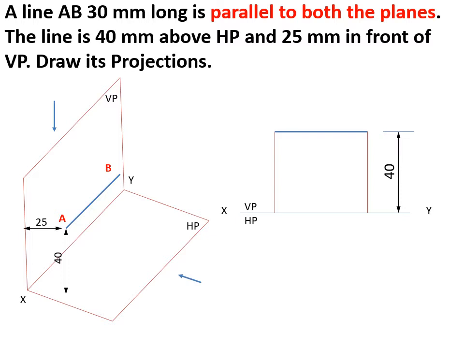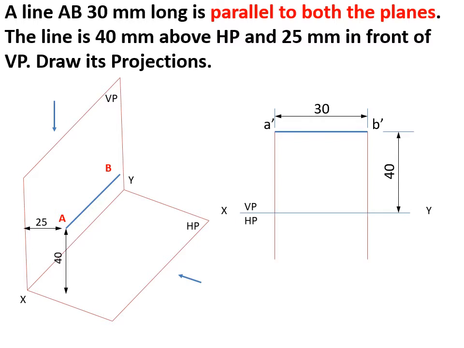What is the notation of your front view? A dash and B dash. The length of the line is 30 mm. Now we'll move on to the top view. Once again you can see the entire true length of the line AB, but it is 25 mm in front of VP. So 25 mm away from VP means 25 mm below XY.